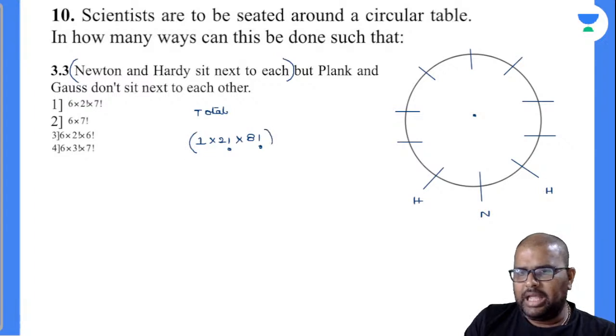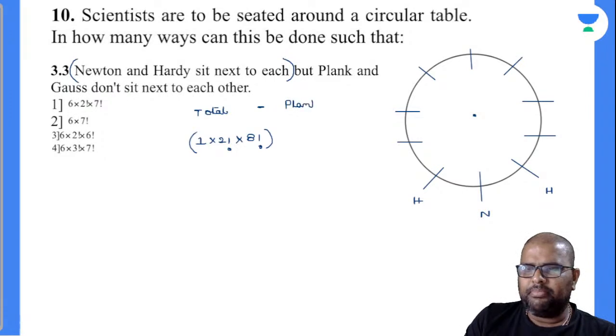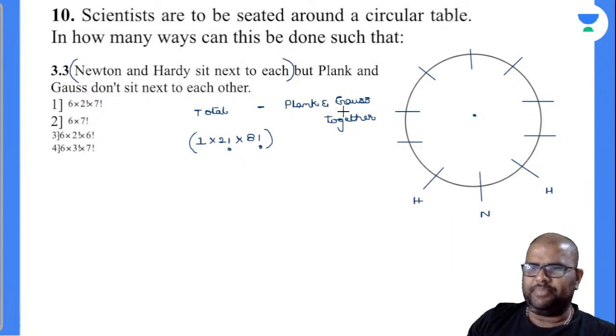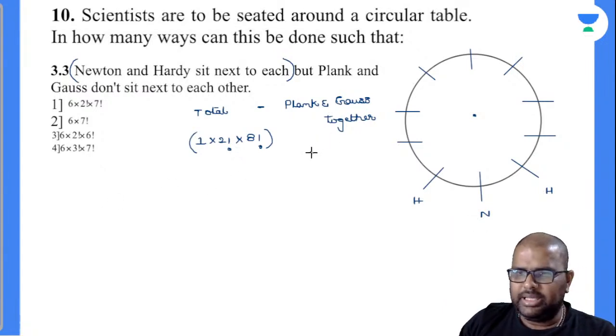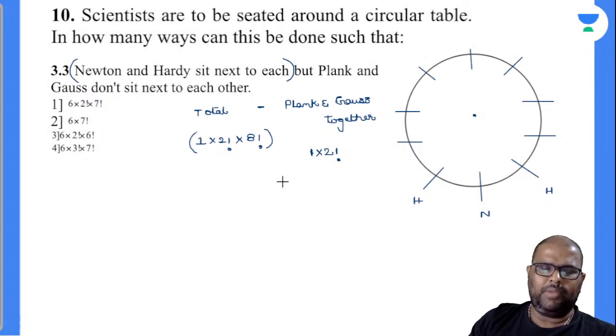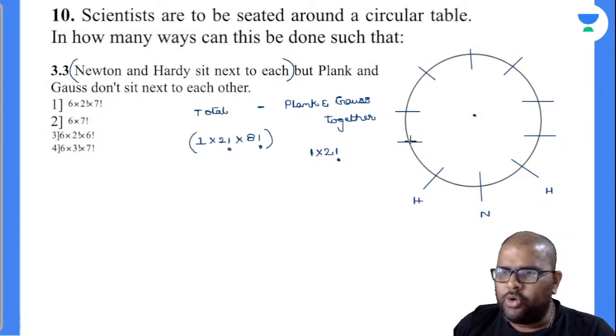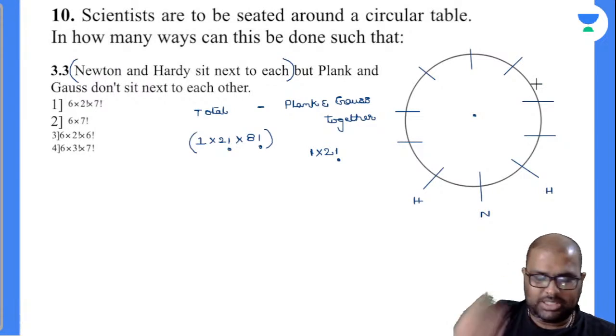In this, I will remove Planck and Gauss sitting next to each other. If I eliminate those, all the remaining combinations will be those where Planck and Gauss do not sit together, right? We have a little bit of toughness solving those questions. So how can you do this? Now see, Newton is seated in one way. Hardy is seated in 2 factorial ways. Now how many slots are left over? 8 slots are left over.